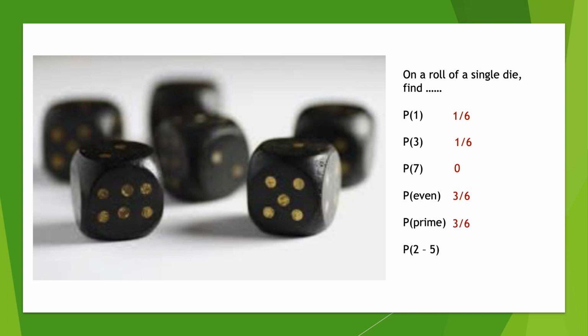And what's the probability that when you roll the die, you get a score between, and that includes 2 and 5? Well, that would be 4 out of 6, because you could get a 2, a 3, a 4, or a 5. That's 4 ways to get between a 2 and a 5 out of 6 possible ways. Okay.